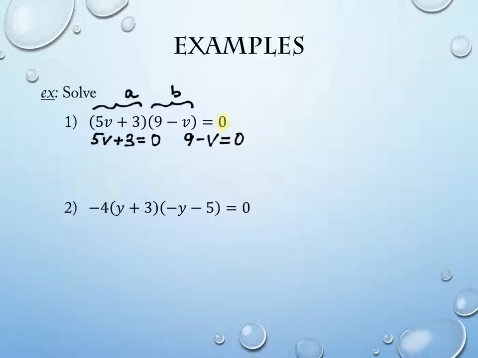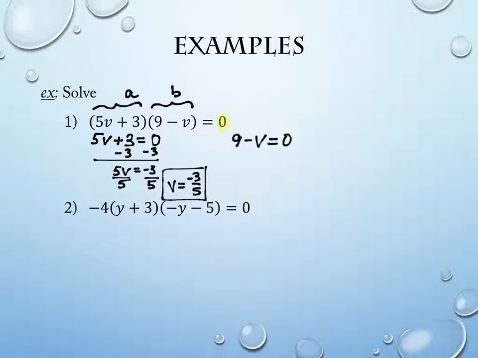So on the first one, 5v plus 3 equals 0, what would I do first? Subtract 3 from both sides, you got it. That would leave me with 5v equals negative 3. And then what? Divide by 5. Okay, so I'm kind of out of space, but here this now is v equals negative 3/5.